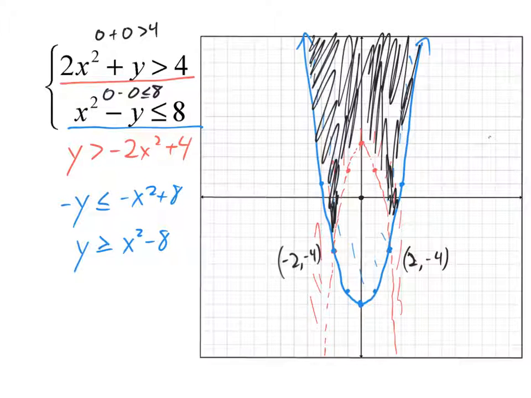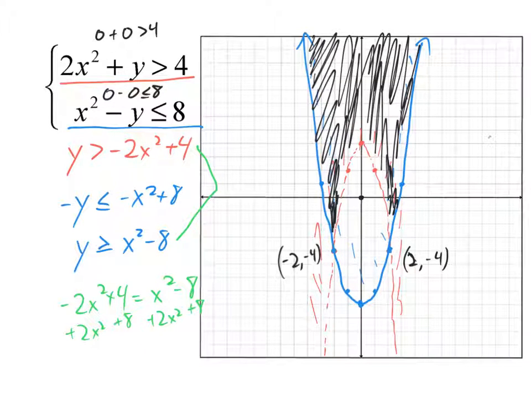Well, what I would do is set these two things equal to each other, since they're both y's. And I can go, okay, negative 2x squared plus 4 is equal to x squared minus 8. And then I just solve. So I can add 2x squared to both sides, add 8 to both sides. So that gives me 12 equals 3x squared. Divide by 3, and I end up getting 4 equals x squared. Square root both sides, and you get x equals plus or minus 2.